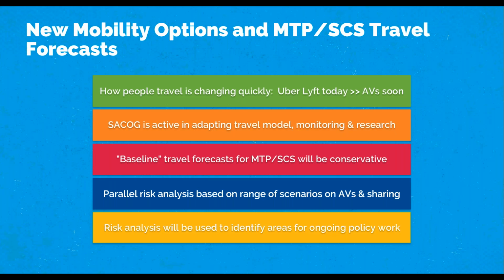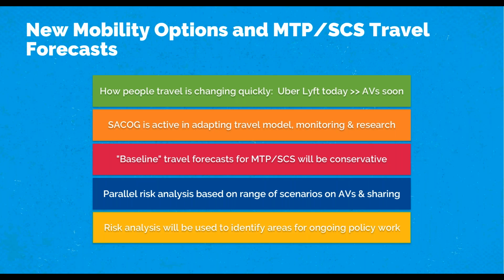So again, this slide covers the issues that we've had a pretty long discussion about with our board over the last few months. It's recognizing how people travel is changing quickly: Uber and Lyft today, autonomous vehicles soon. SACOG is trying to be active in adapting our travel model, keeping track of what's going on in our region and elsewhere in the country, and participating actively in research.